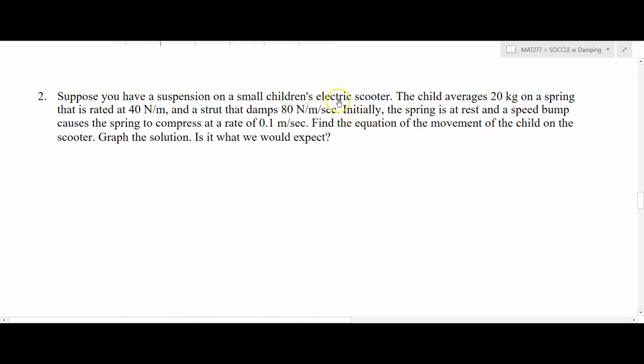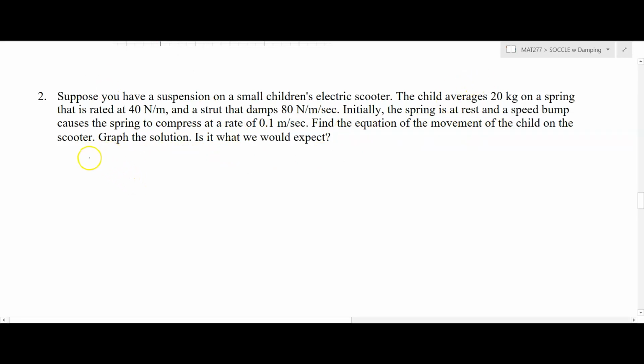All right, suppose you have a suspension on a small children's electric scooter. The child averages that it's going to ride the scooter 20 kilograms on a spring that is rated at 40 newtons per meter and a strut that damps 80 newtons per meter per second. Initially, the spring is at rest, and a speed bump causes the spring to compress at a rate of 0.1 meters per second. Find the equation of the movement of the child on the scooter. Graph the solution. Is it what we expected?